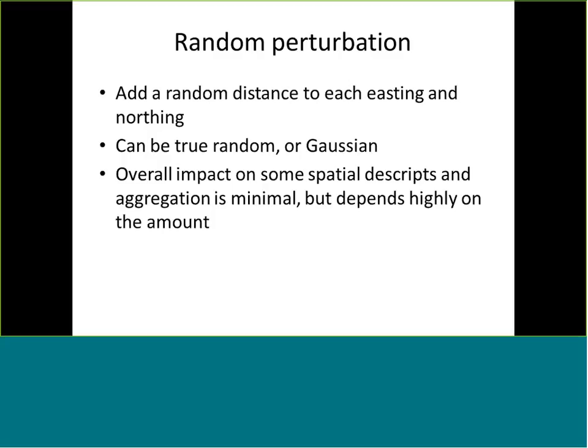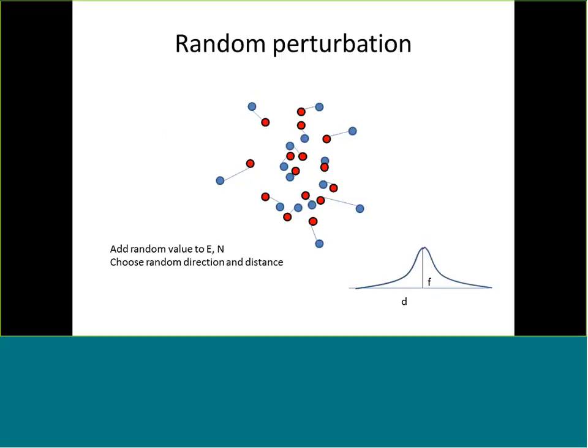Now, random perturbation is going to have an overall impact on some of the spatial descriptors, but the aggregation effect is minimal, and it depends highly on the amount of perturbation that's used. A very small amount of perturbation of only 1 or 2 meters is unlikely to take a point outside of an individual land parcel, for example. We might have to increase the range to some extent.